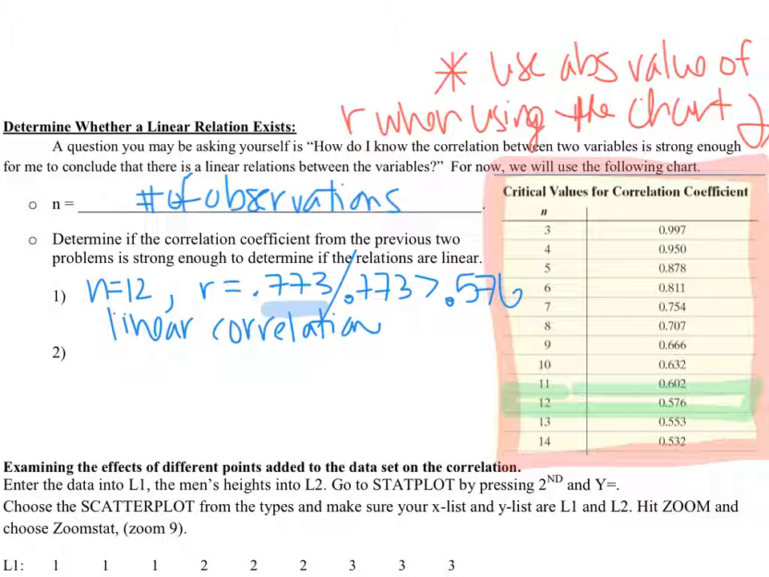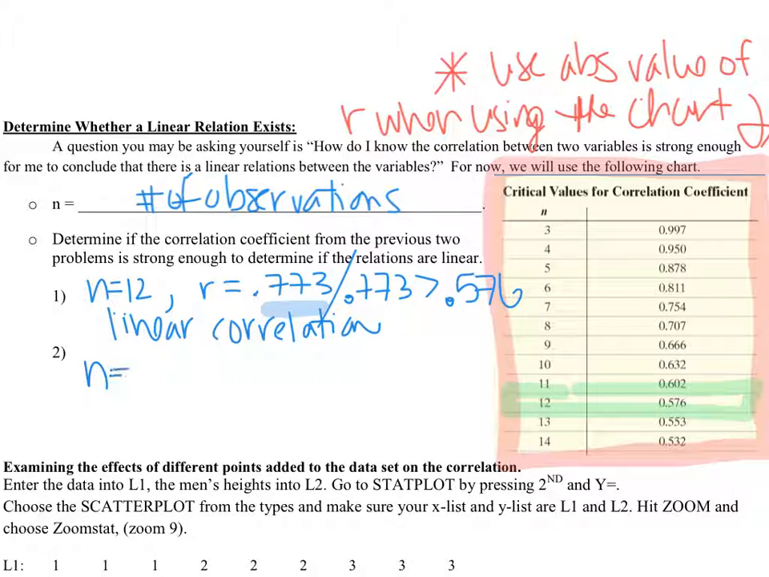Okay, so once again, you take the number of elements that you have, number of observations, find that on the chart. So in this example, it's 12. Write down that correlation coefficient, which is 0.576, and then look at your correlation coefficient that you found. If this number is greater than the chart, then you have a linear correlation. Okay? If this number, the absolute value of it, is not greater than the chart, then you do not have a linear correlation.